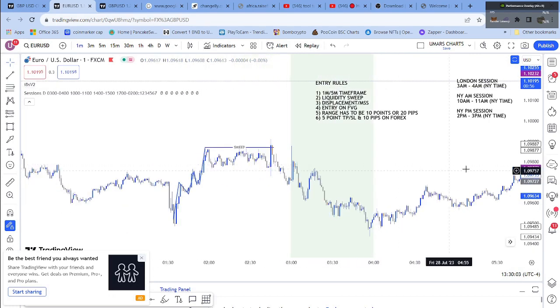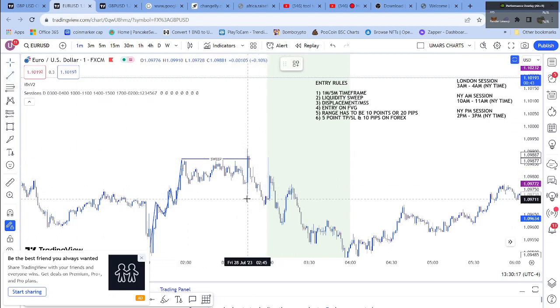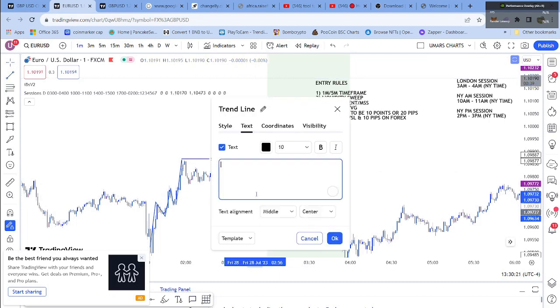So here's a very good example of this. As we can see, price came and took out this previous high, which was a liquidity sweep before the kill zone time, and it then created a market structure shift right here, outside of the kill zone time, which is totally fine.